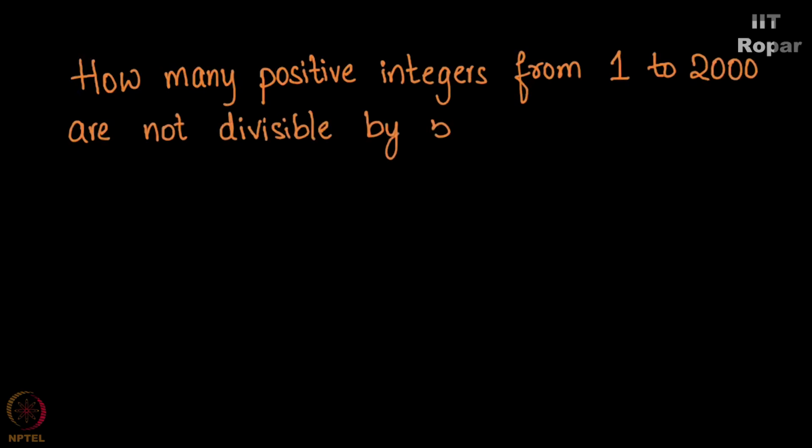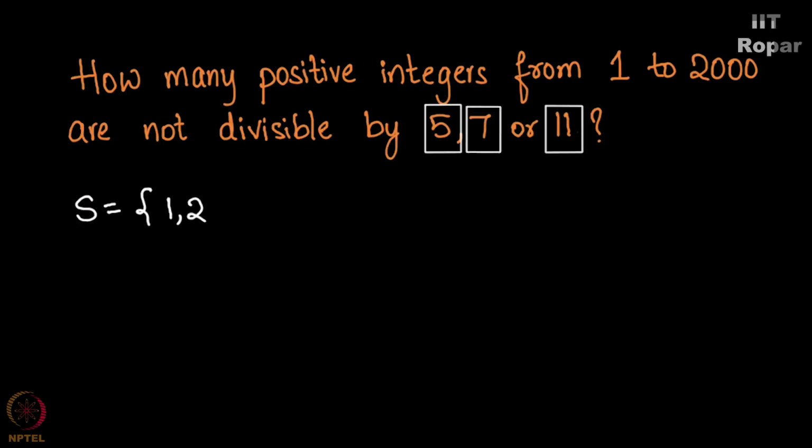Positive integers from 1 to 2000 are not divisible by 5, 7 or 11. So you have to find out those integers which are not divisible by these three numbers. So let me say that the set S is 1, 2, 3, 4, 5, 6, and so on up to 2000. The cardinality of S is 2000.